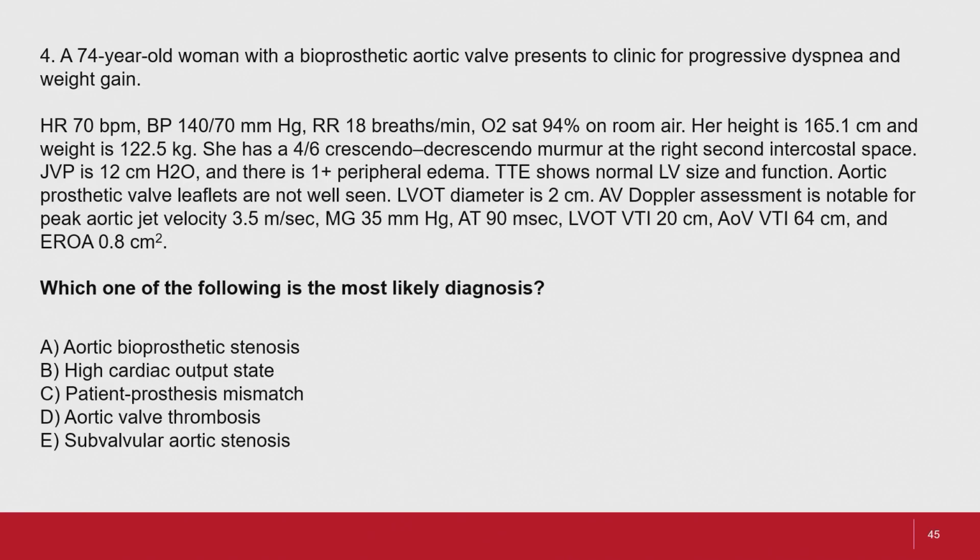Okay, 20 divided by 64. We can all sleep while the imagers do what they're doing right now. The DVI is low-ish. Is it less than 0.35? Yeah, it's like 0.2, high 0.2s. So the differential here is either severe bioprosthetic AS or patient-prosthesis mismatch. We should get the ratio of acceleration time over LV ejection time. The acceleration time of 90 is less than 100. I'm going to go with patient-prosthesis mismatch. I think that's the echo diagnosis.